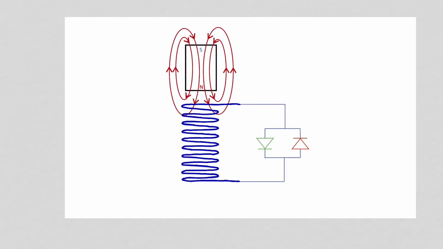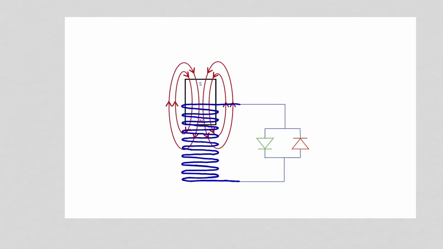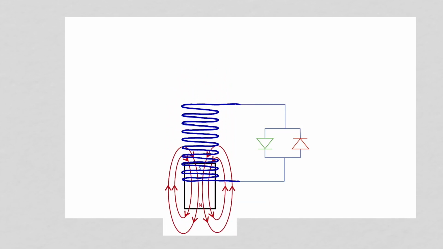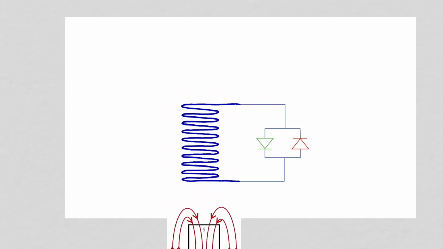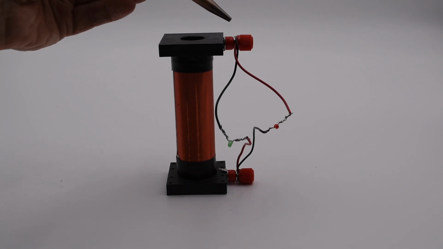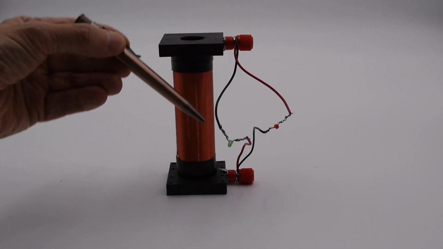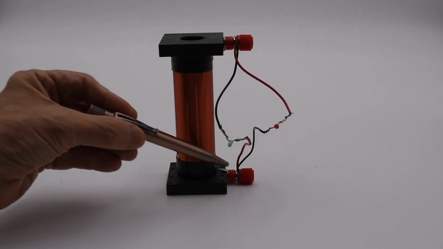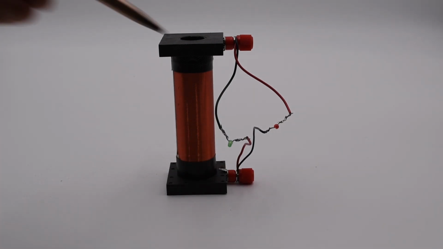Let's go back to the situation where we had a stationary coil and we dropped the magnet through the coil. The direction of the current flow can be determined by which LED turns on. If the current is flowing out the top of the coil, the green LED is forward biased and turned on. If the current is flowing out the bottom of the coil, the red LED will be forward biased and turned on.